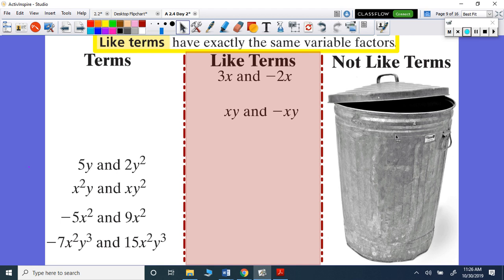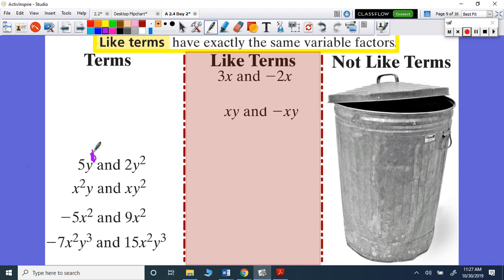Does anybody know the exponent near the 5y? When there's nothing written, what is it? Your choices are a 0 or a 1. No exponent right here. Anybody know what it is? It is a 1. So, that's pretty darn good. Serenity, that's a bonus point.